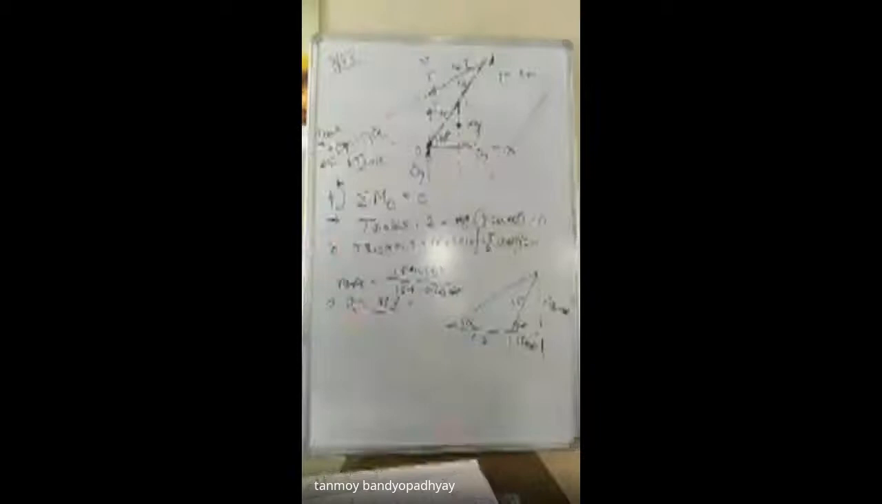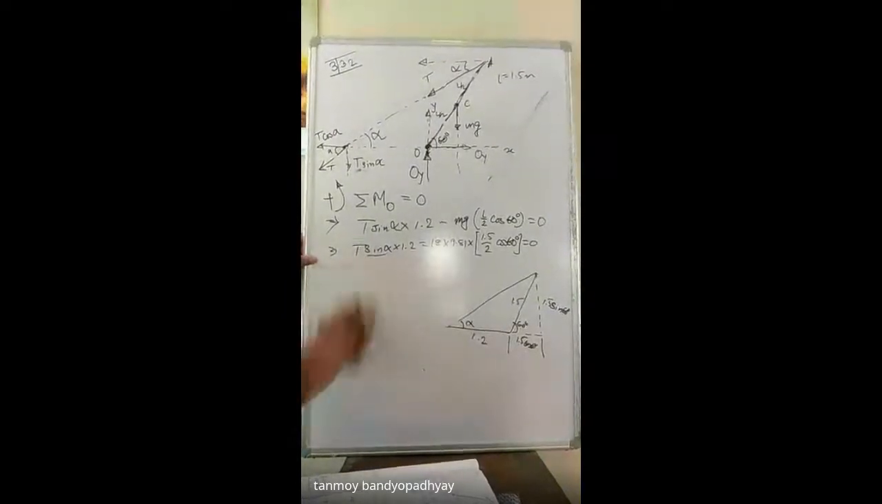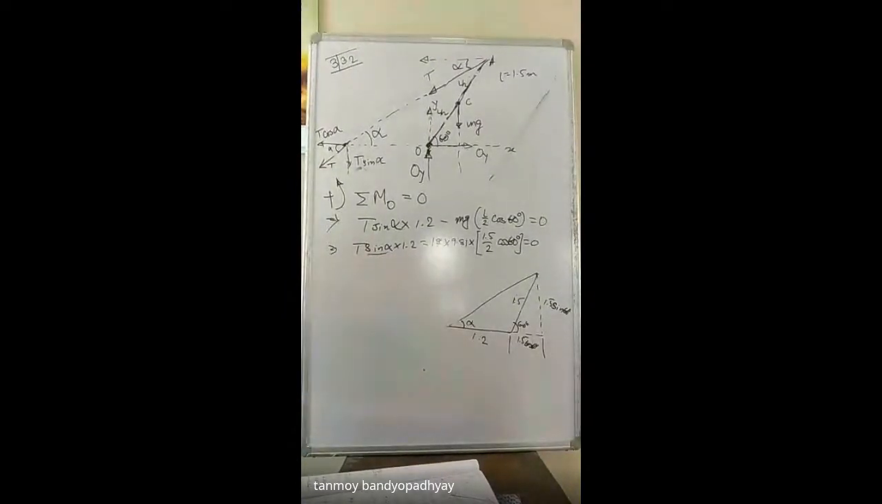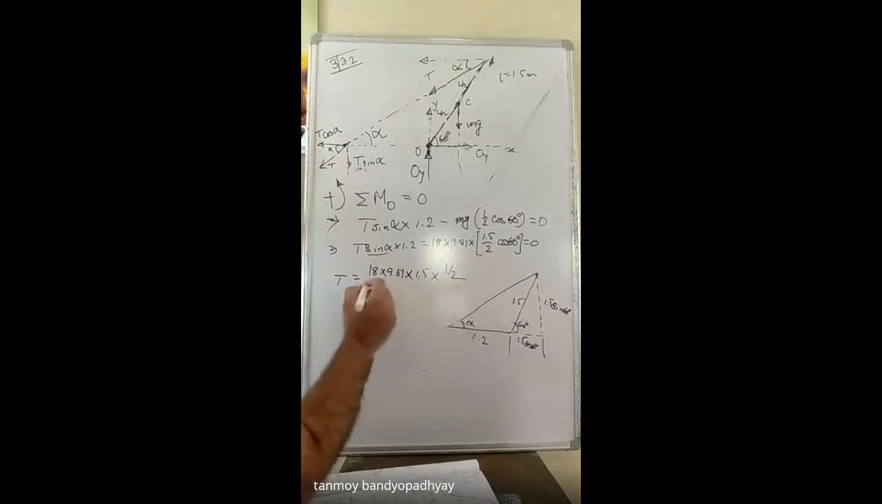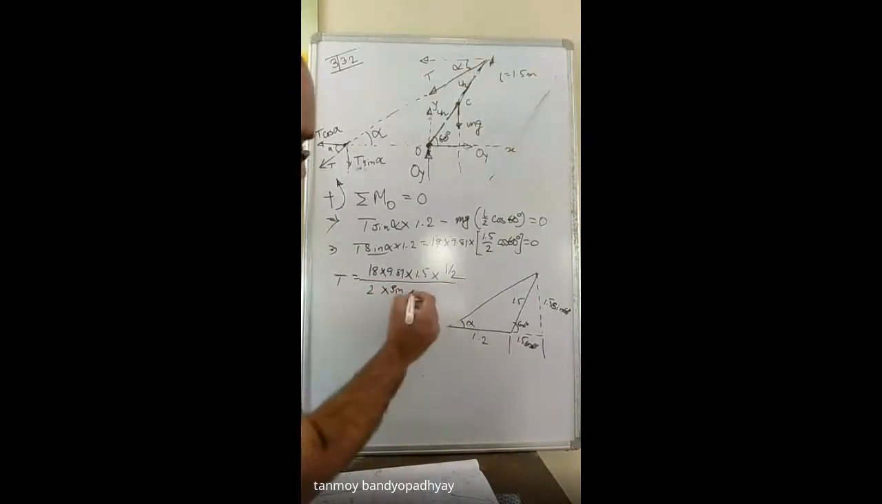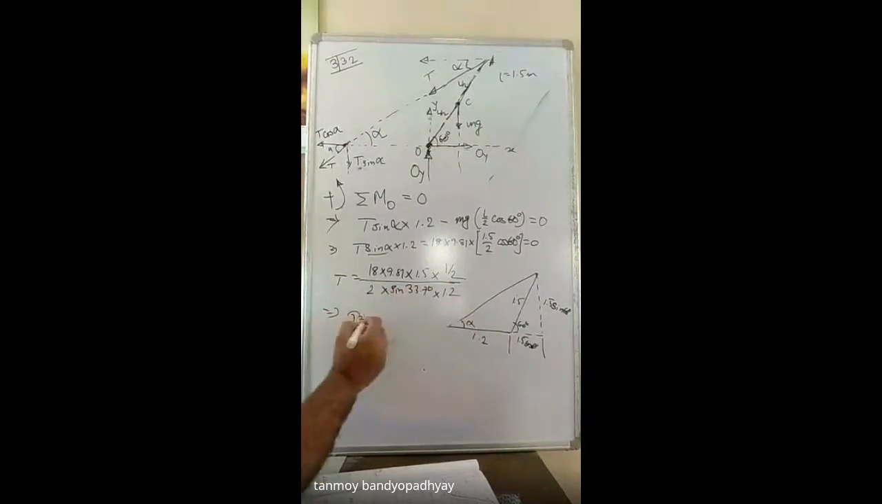So it's 33.7 degrees. So just put this value in the expression. So if I put this value in the expression, from here I hope you can calculate T now. It's much easier. So T is equal to 18 into 9.81 into 1.5 into cos 60, sin 30 means half, divided by 2 into sin 33.7 degree into 1.2. So from here, just calculate what is the value of T you are getting in newtons.